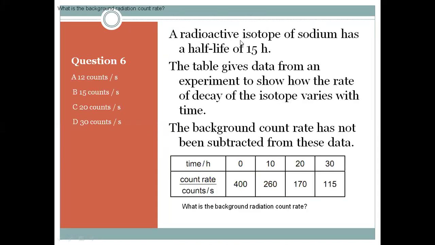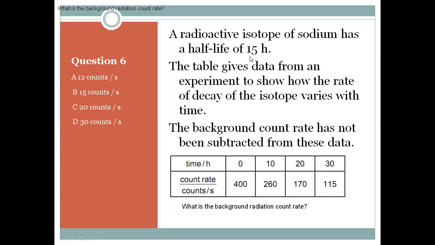Now, question number 6. A radioactive isotope of sodium has a half-life of 15 hours. The table gives the data from an experiment to show how the rate of decay of the isotope varies with time. The background count rate has not been subtracted. It means this is giving the uncorrected count. When we subtract background count, we call it corrected count. So this is the total count, which includes background. At t equals to 0, what was the reading? 400. And it includes background as well. All the readings have background in them, and we have to find that out.